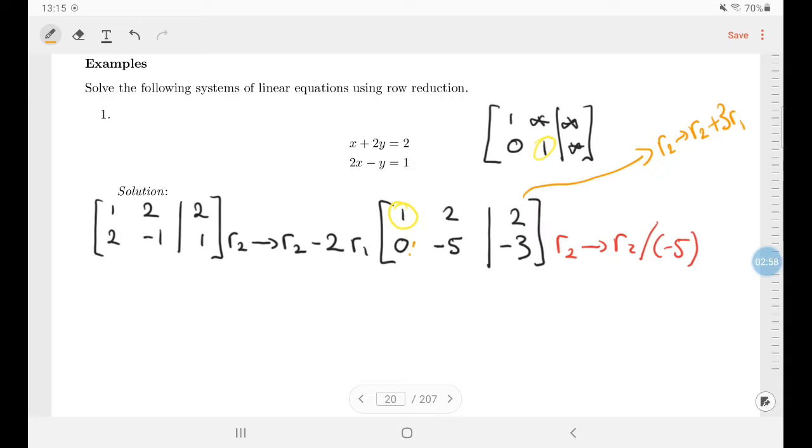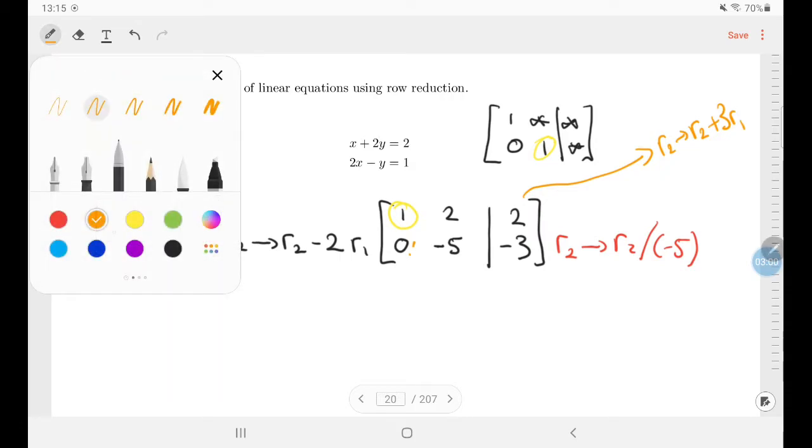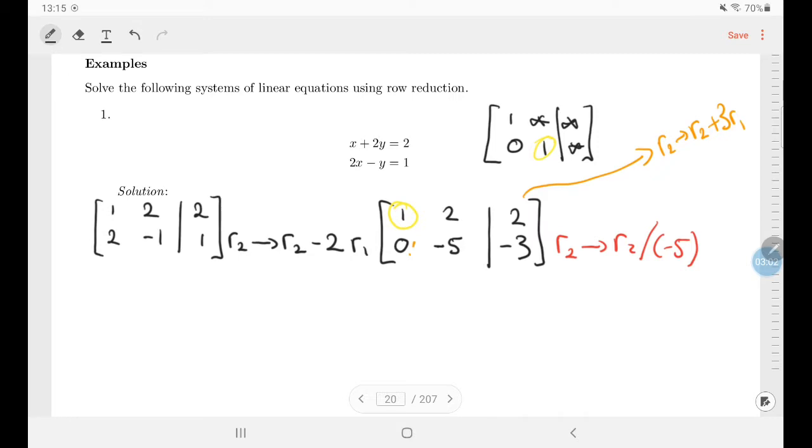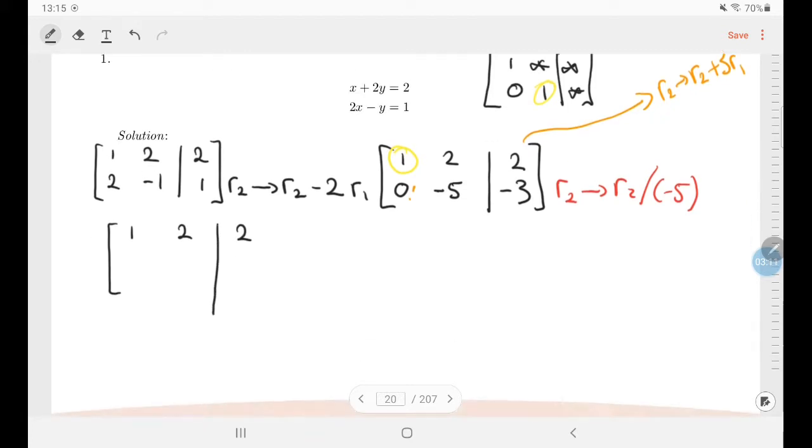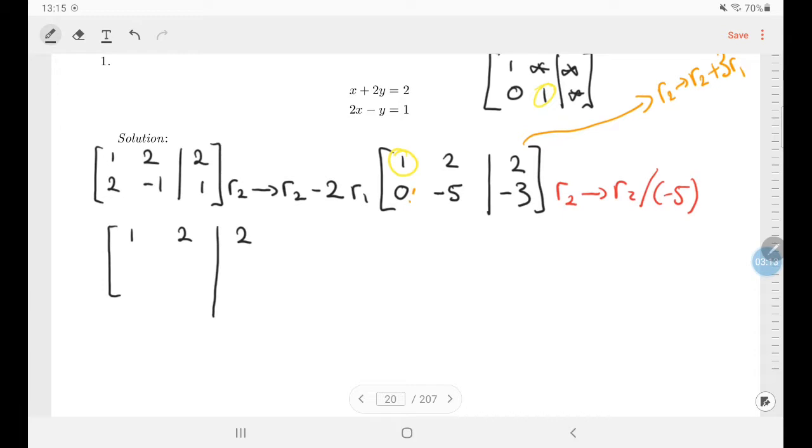Okay, we're going to do row 2 divided by minus 5. So we get the first row the same, 1, 2, 2. And then the second row, so 0 divided by minus 5 is 0. Minus 5 divided by minus 5 is 1. And minus 3 divided by minus 5 is 3/5.